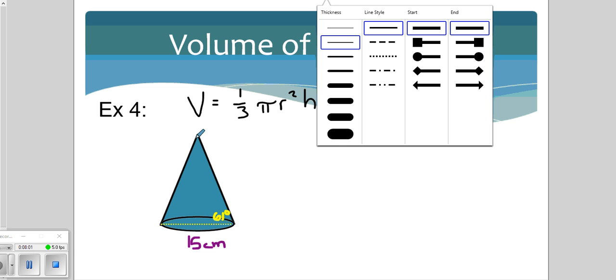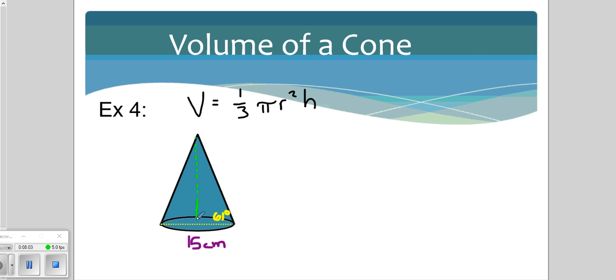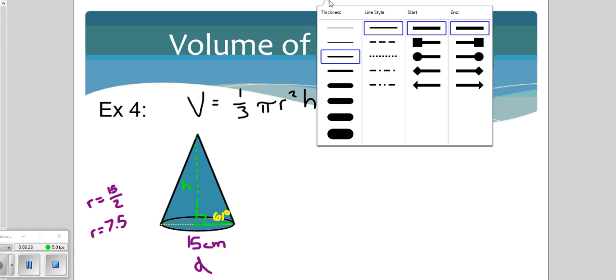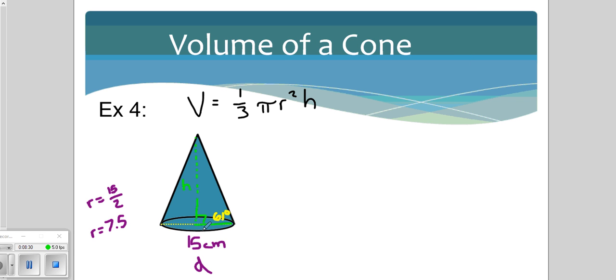So my height would be that. I'm going to label that as h. And then my radius, I guess I do already know, that would be the radius. And how I could get the radius would be taking the 15, which would function as the diameter, and dividing that by 2. So our radius will be 15/2, which we can just write as 7.5. So I can put that right there.